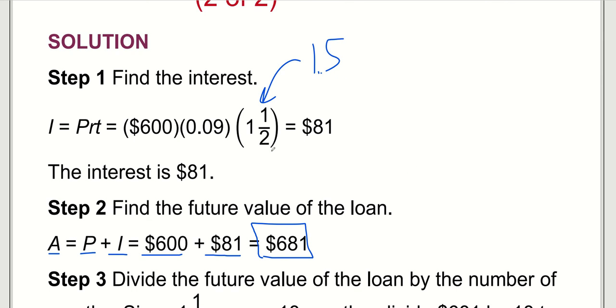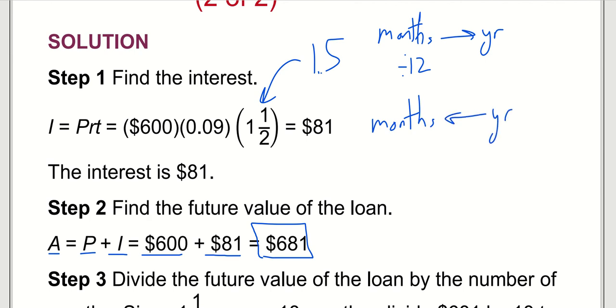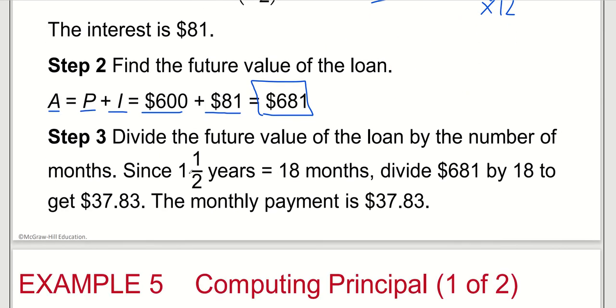The last part they want to know is, well, what is the monthly payment going to be? Well, if you remember, we just saw a moment ago in the previous problem, to go from months to years, we had to divide the number of months by 12. If we want to figure out how many months we're going to make payments on, then we have to work backwards. We would multiply the number of years by 12, and that would tell us how many months. Remember, we're borrowing this money for 1.5 years. 1.5 times 12 should give us 18.